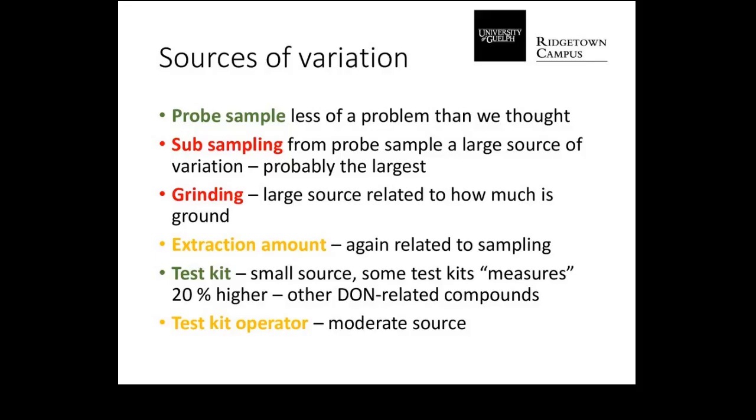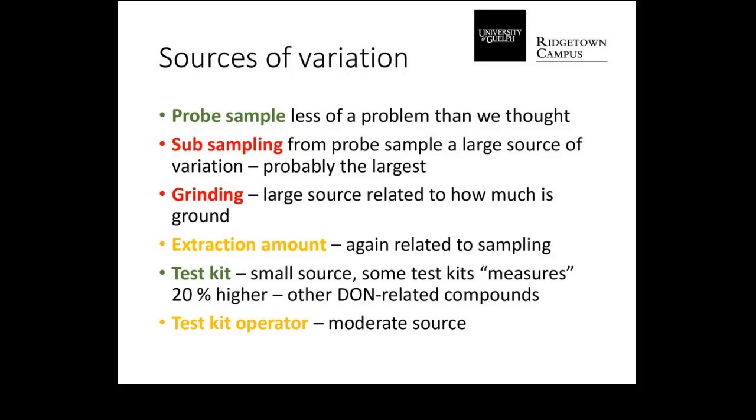So I'm getting to the end here. The main sources of variation are listed in red. The ones that we found that are least problematic are listed in green, and the ones that need some attention are listed in yellow. So the probe sample is not the problem. Subsampling of the probe sample that's coming in is, we think, the largest source of variation. Doing a good job of grinding and mixing is also really important, and doing it wrong is also a very large source of variation.